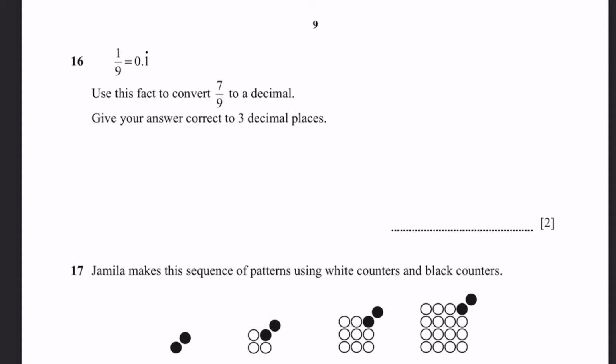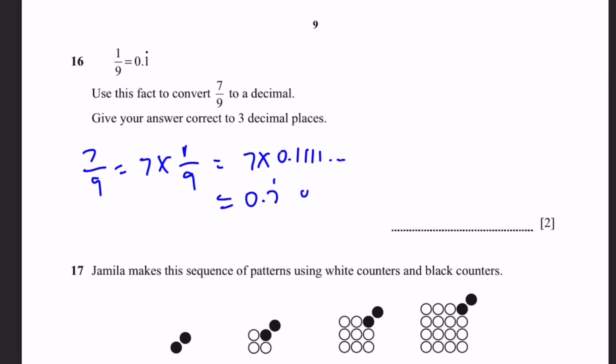1 by 9 is equal to 0.1 with the dot on top, which means 0.1111. Use this fact to convert 7 by 9 to a decimal. Give your answer correct to 3 decimal places. Well, 1 by 9 is 0.1 with the dot. So 7 by 9 will be 7 times 1 by 9. That's why we're given to use this fact. So 7 times 1 by 9 will be 7 times 0.1111, which goes on. So that'll be 0.7 with a dot on top, or 0.7777. Well, this is not our answer.